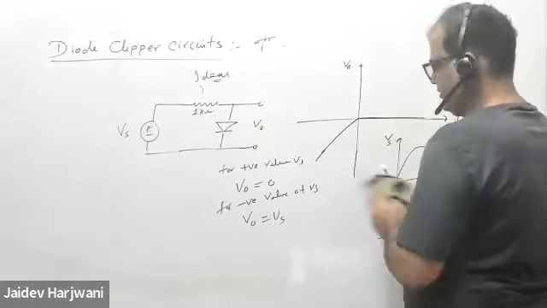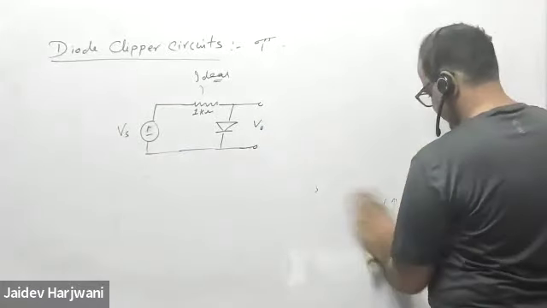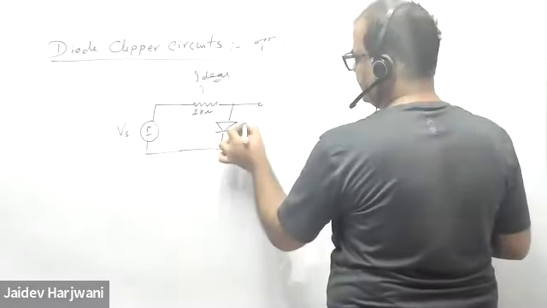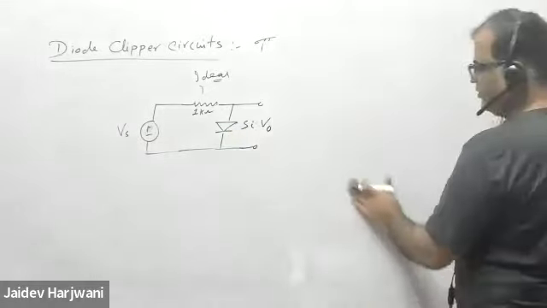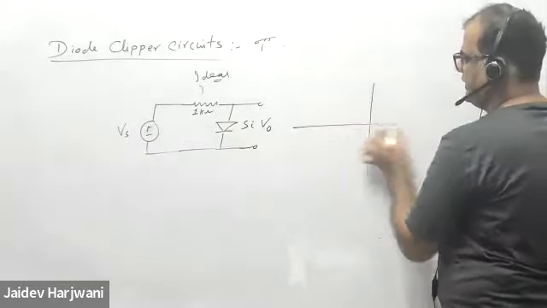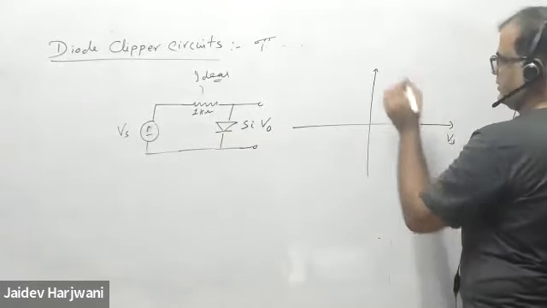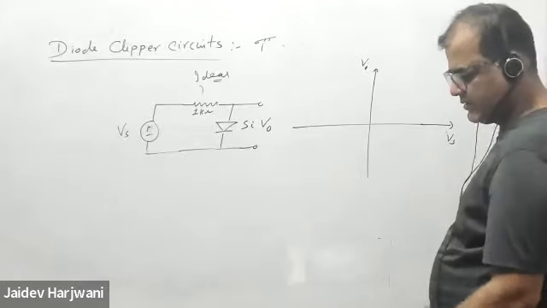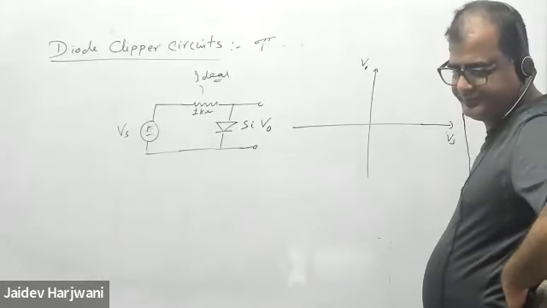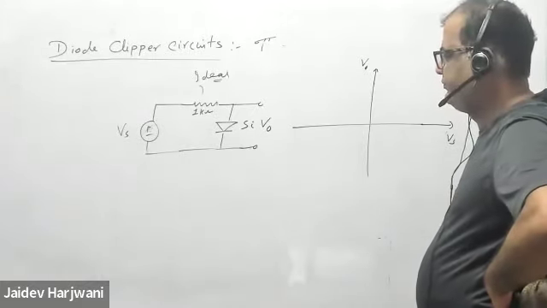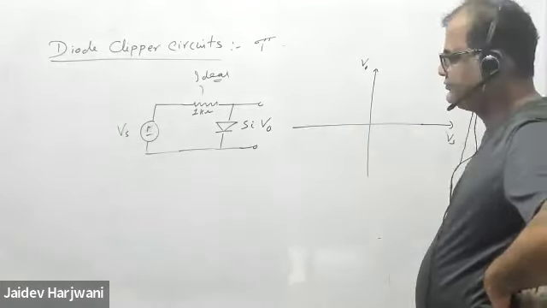Now, same circuit, if I say this diode is ideal silicon, now you tell me how the transfer curve will look. How will the transfer curve look? So it will be the difference of 0.7 and Vs. No, I want V naught.